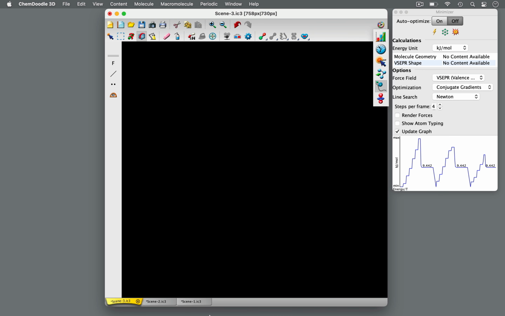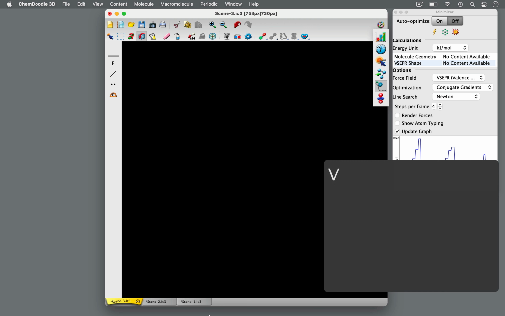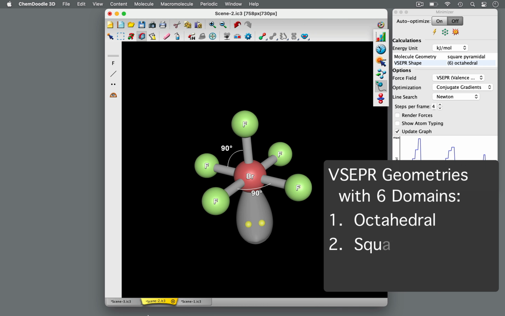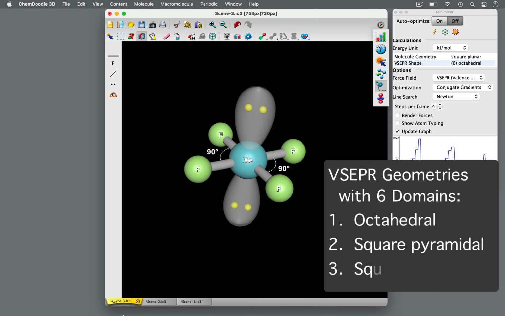While other molecular geometries, such as T-shape and linear, are predicted for molecules with 3 or more lone pairs on the central atom, these types of molecules are rare. In VSEPR theory, when there are 6 domains of high electron density, the most commonly predicted molecular geometries are octahedral, square pyramidal, and square planar.